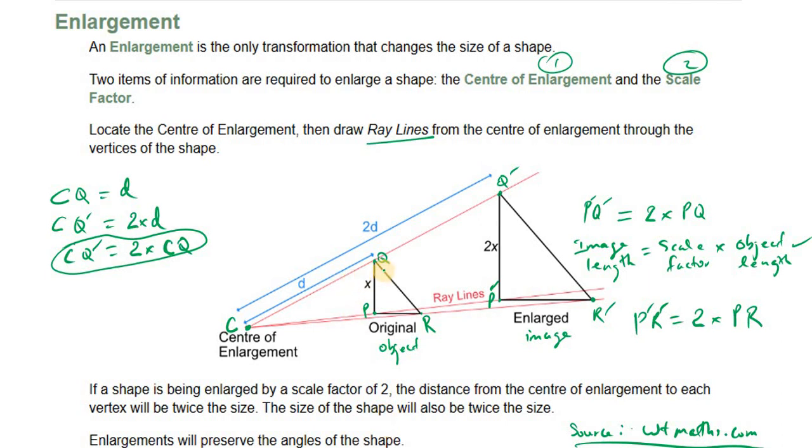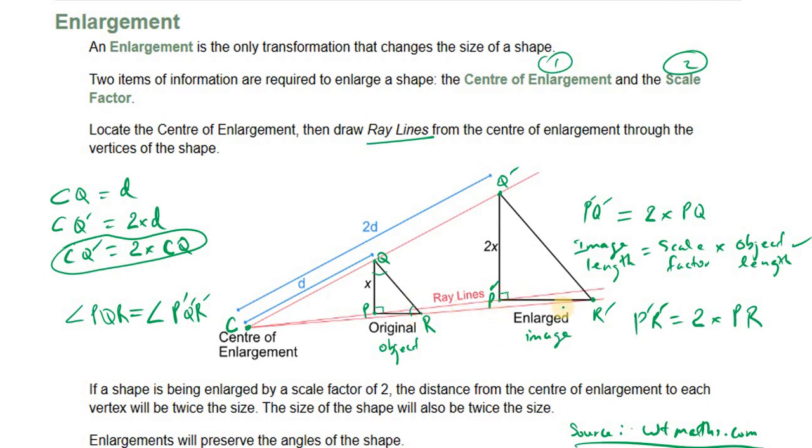So whatever angle this is, for instance, angle PQR is actually equal to angle P prime Q prime R prime. So the only thing that would not enlarge in an enlargement are the corresponding angles. The corresponding angles will be the same. So for instance, if this is 90 degrees, then this angle here will also be 90 degrees.